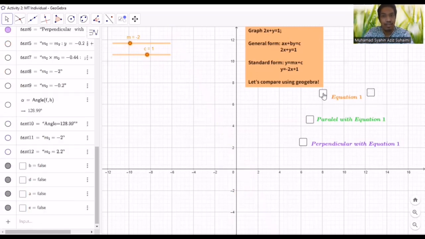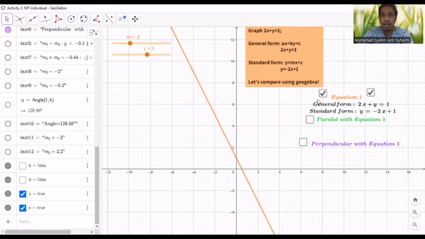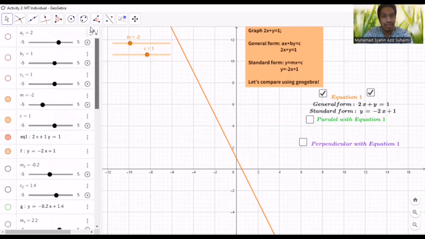And it's the same, right? The same as the general form and the standard form. So using both, we will get the same graph. So how about if we change the value of M? M is the gradient. So if you increase the value of M, and then decrease it, it moves. If you go negative, you go to this side. If you go negative, you go to the right side. Okay.